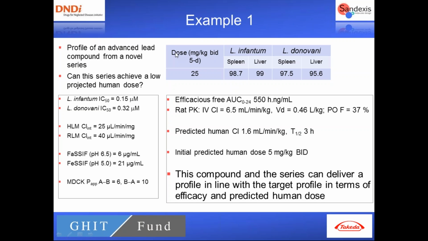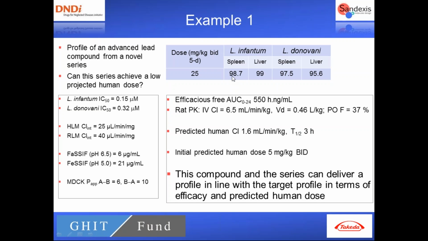All of that data then led us to do some efficacy studies, in this case in the hamster, looking at reductions in levels of L. infantum and L. donovani over a 5-day dosing period, and we found that the optimal dose level for this compound was 25 mg per kg. What we're looking for here to meet our target product profile is essentially anything above 95% across all of the different organs where we're looking for parasite reduction, and this compound certainly met that particular criteria.